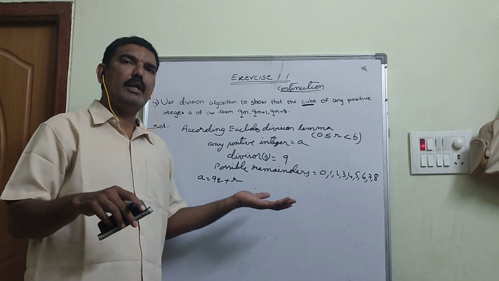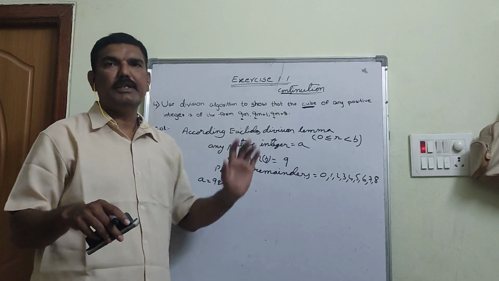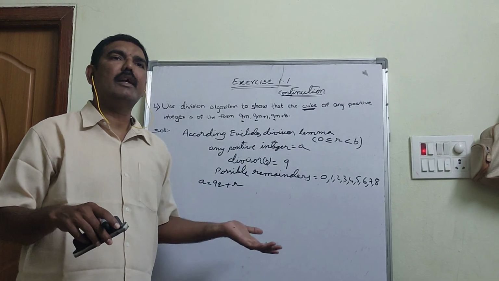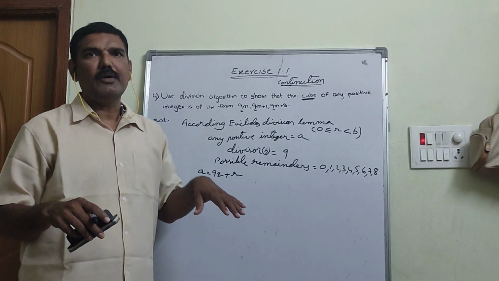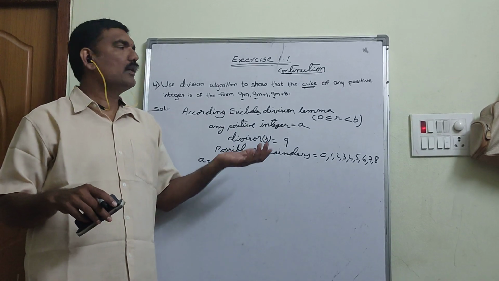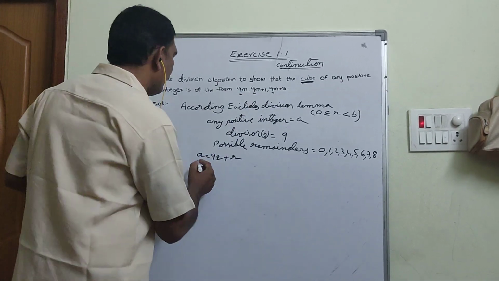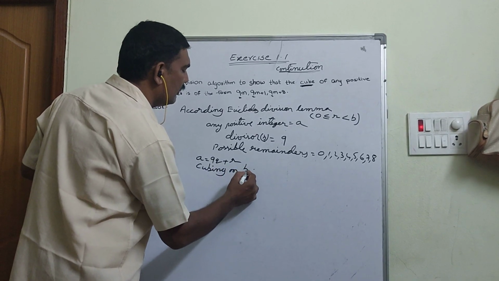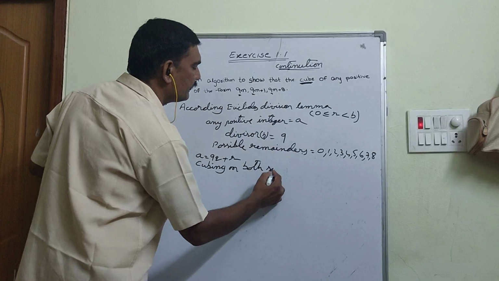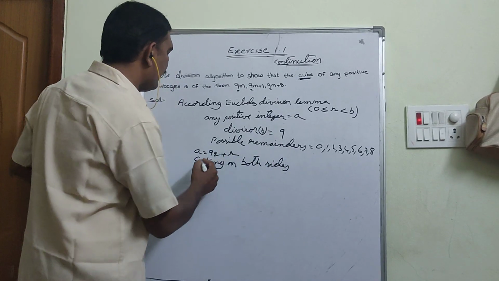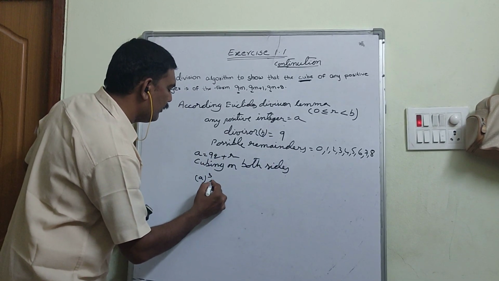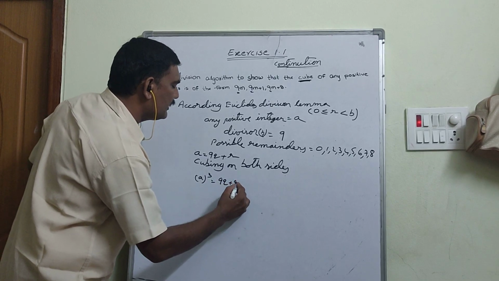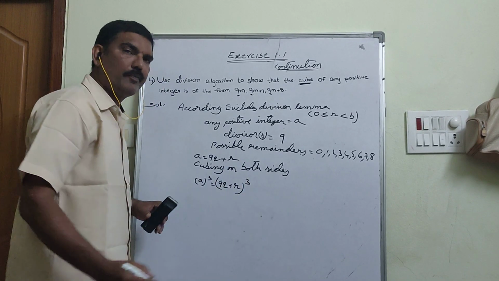In the previous problem, what did you do? Square of any positive integer was there, so you did squaring on both sides. Now what you have to do? Cubing of any positive integer, cubing on both sides. So cubing on both sides means it is a cube equals 9q plus r whole cube.